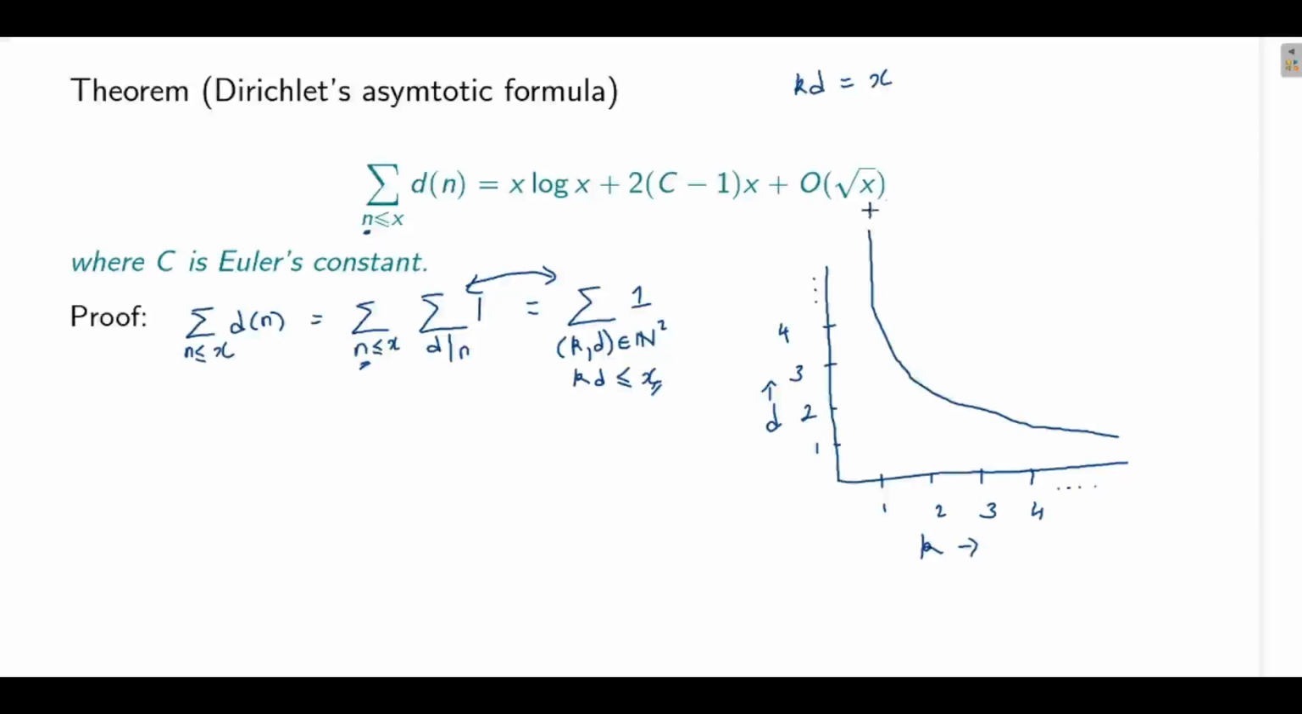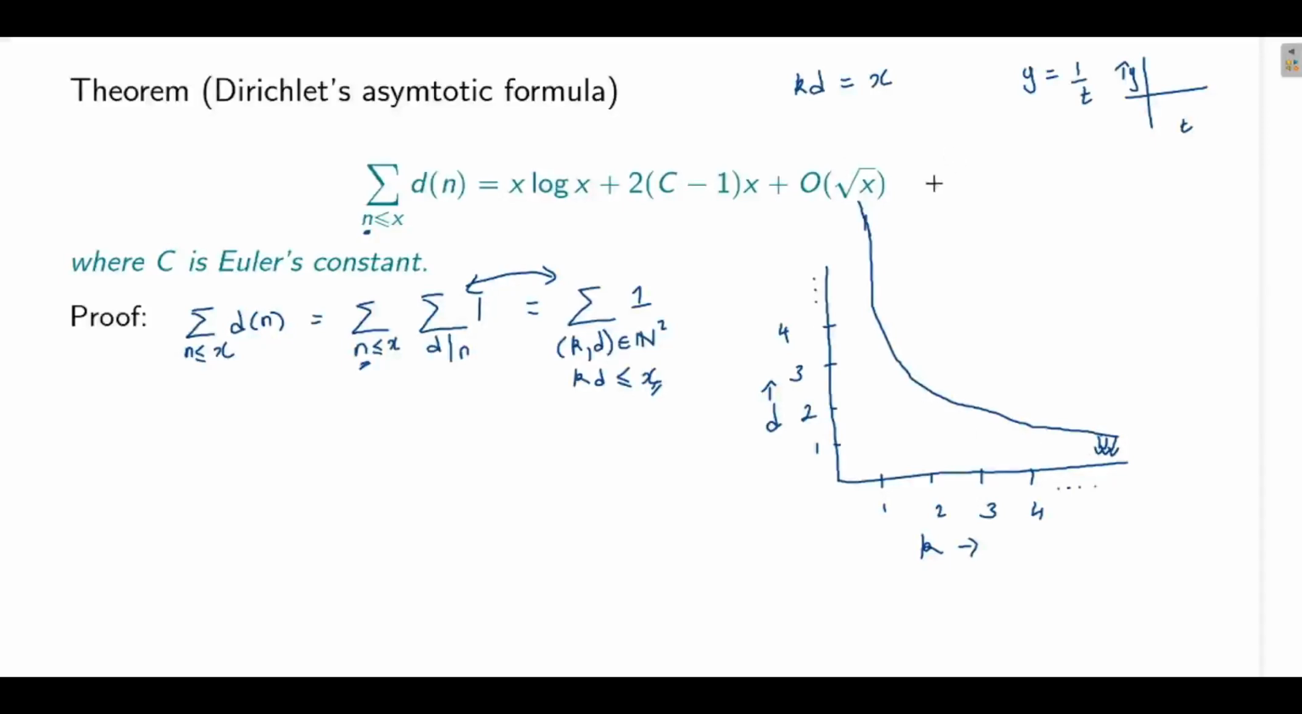It is going to look something like y equals 1 by t in the t-y plane. Okay, so this is going to look like this, because you can think of this as d equals x upon k. Now the less than or equal to section is going to be below this. So you are counting all lattice points that lie in this region, the region below the graph. This is what you're counting.